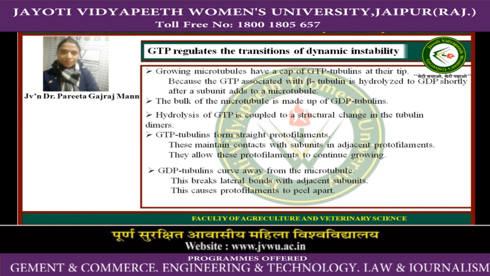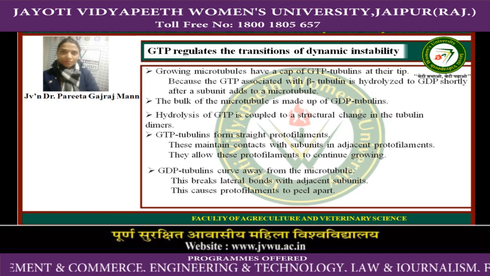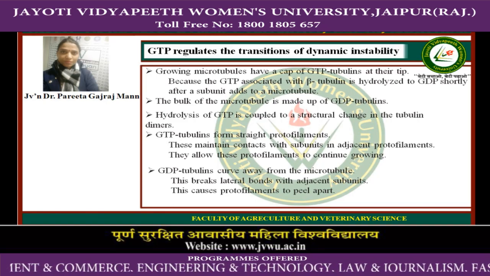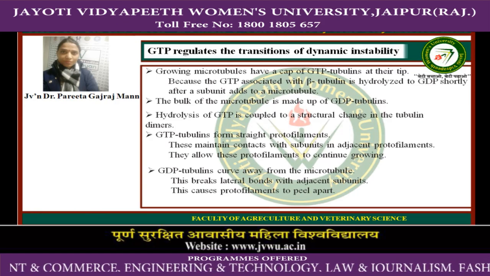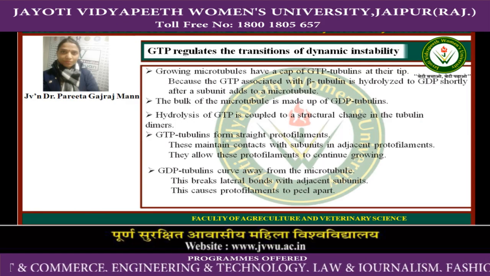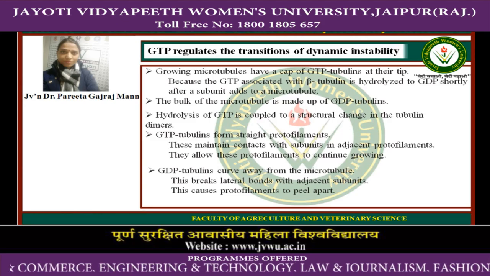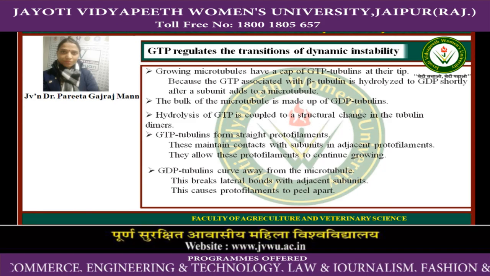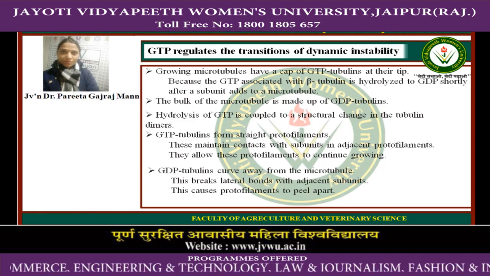Now I am coming to how the dynamic instability, or the transition between polymerization and depolymerization, or growing to shortening or vice versa, happens. So how is this regulated? GTP regulates the transition of dynamic instability. Growing microtubules have a cap of GTP tubulins at the tip, because the GTP associated with beta tubulin is hydrolyzed to GDP shortly after a subunit adds to a microtubule. So the bulk of the microtubule is made up of GDP tubulins.